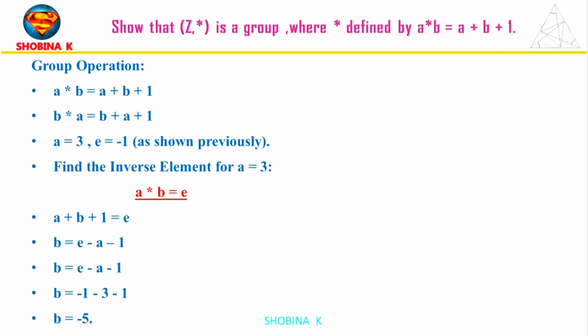Now we need to find the inverse element for a. Take a * b = e. Now substitute the value of a * b = a + b + 1 from the defined operation. And isolate b. Take a and +1 to the right side. And now we have b = e - a - 1. Substitute the values so that we get b = -5. And this is the inverse element of a.